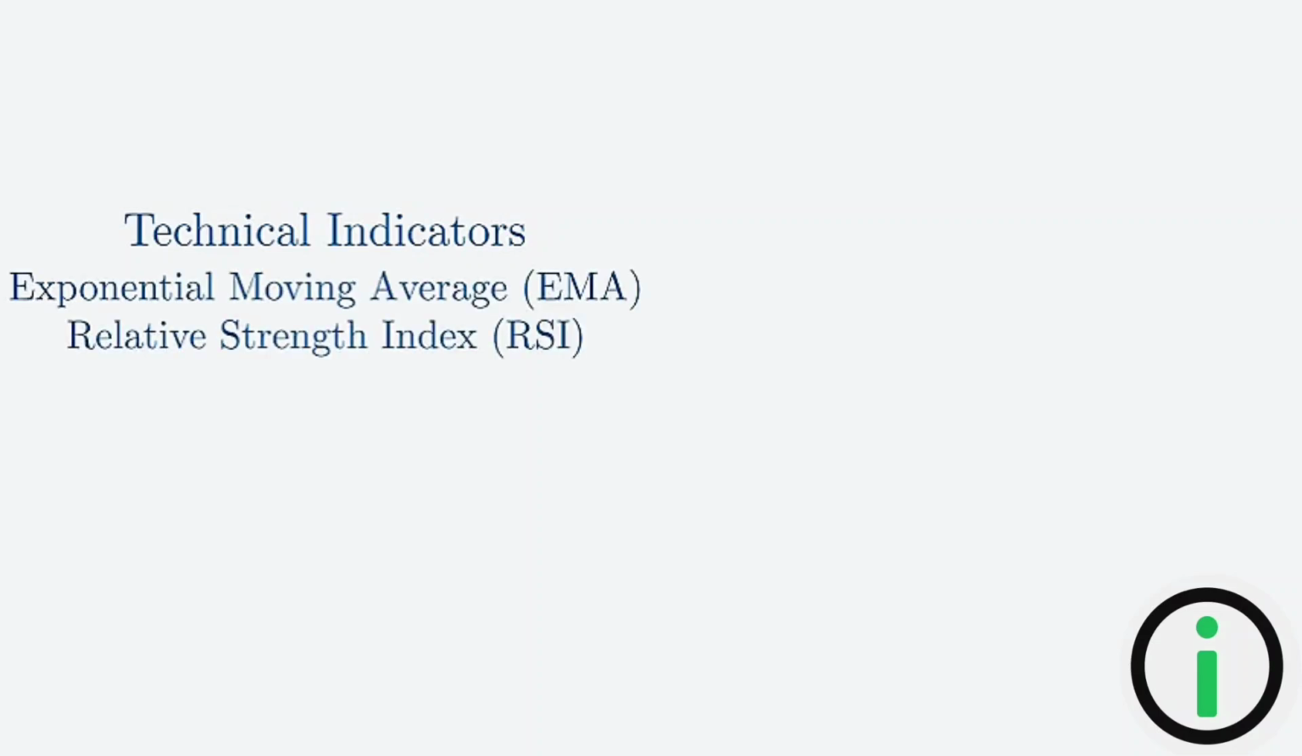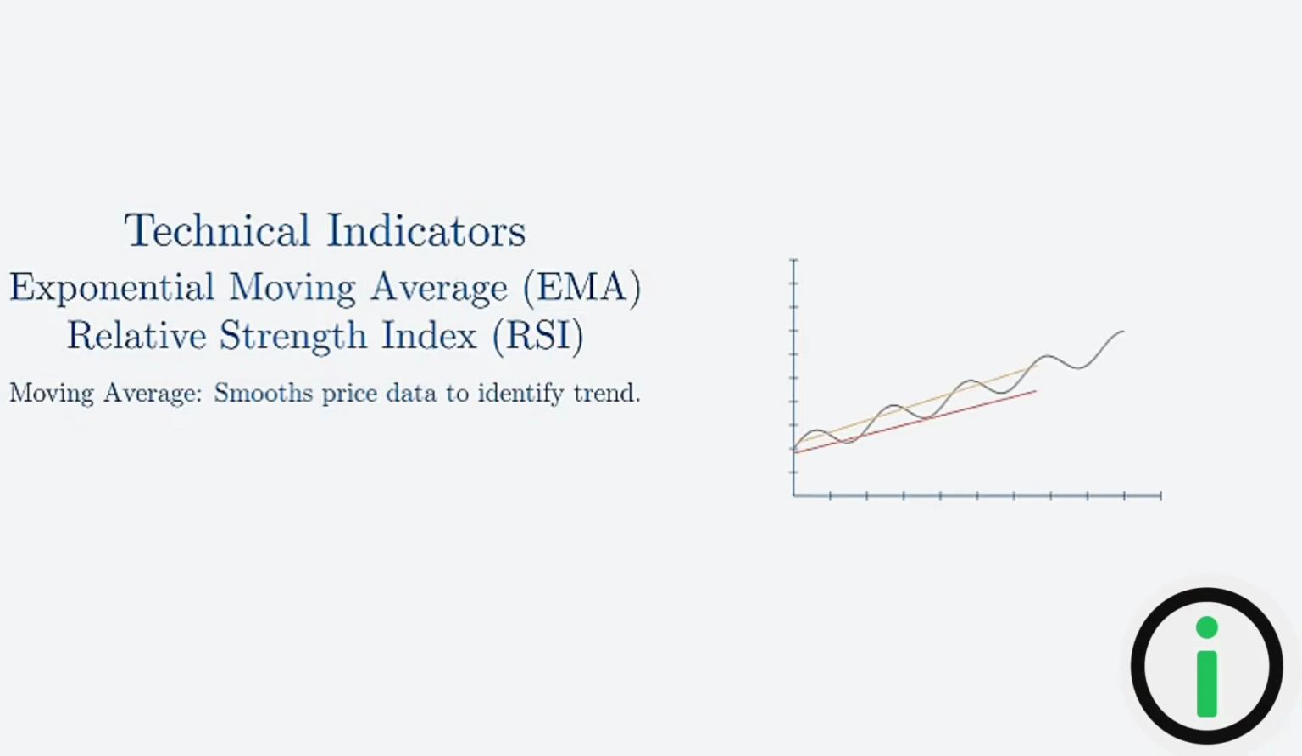Next, we are going to add some tools to our belt to help confirm what the price is telling us. These are called technical indicators. Specifically, we will look at the Exponential Moving Average, or EMA, and the Relative Strength Index, or RSI. A moving average smooths out price data to create a single flowing line, making it easier to identify the trend direction. The Exponential Moving Average is special because it places more weight on recent price data. This means it reacts faster to new information than a simple moving average.